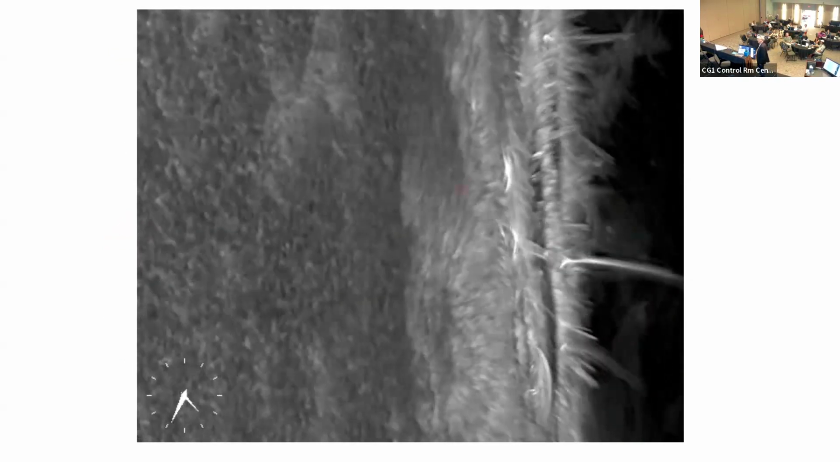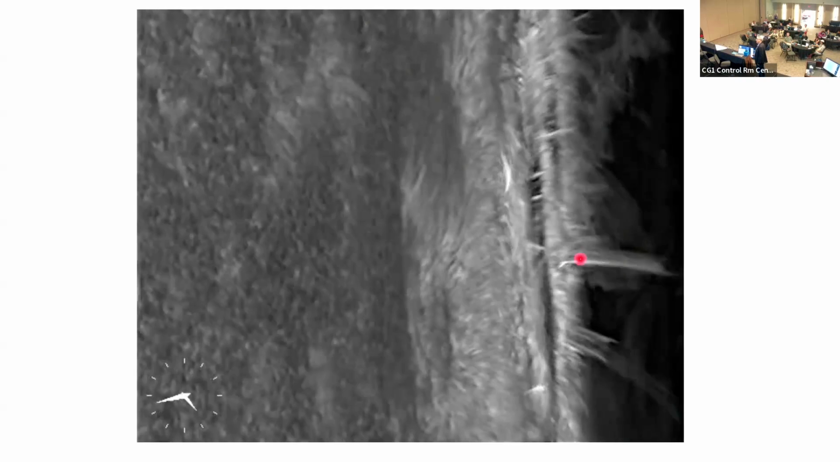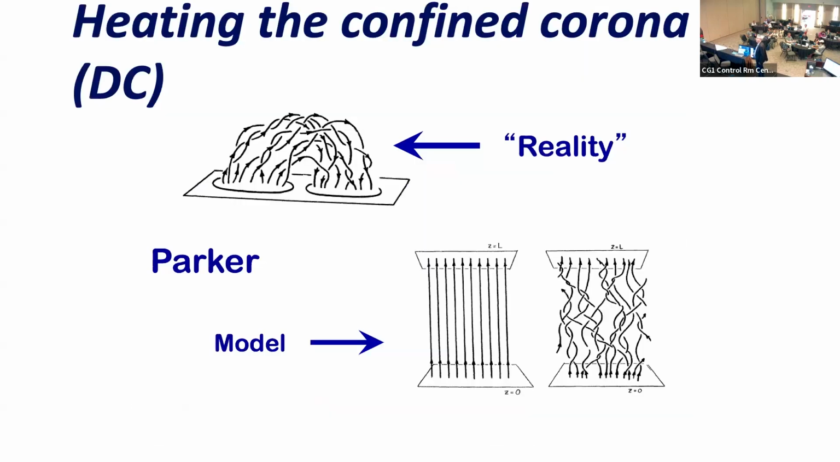Something that looks very much like an H-alpha macrospicule is sitting right here for quite a long period of time. Okay, the film isn't perfect, but you can build models of coronal heating that are based on the idea that even though the Lundquist number is very, very high, you will form regions where you have to include it. And this is the Parker model of coronal heating.